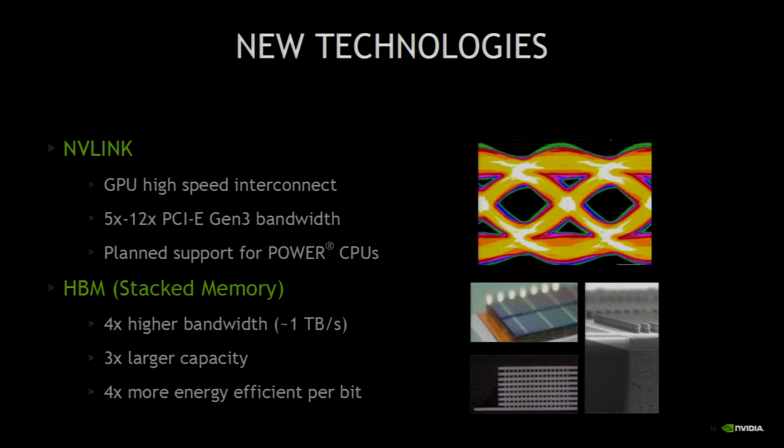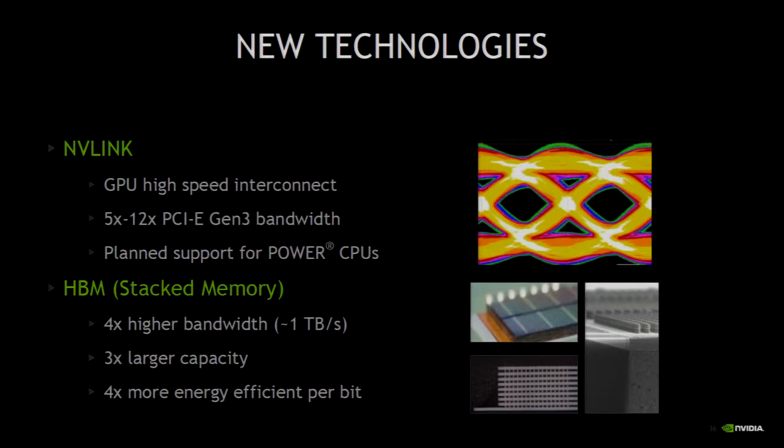So this is a high-speed interconnect between GPUs and between CPU and GPU. It's from 5 to 12x faster than PCI Express Gen 3. For now, the only planned support is for POWER CPUs, IBM POWER CPUs.